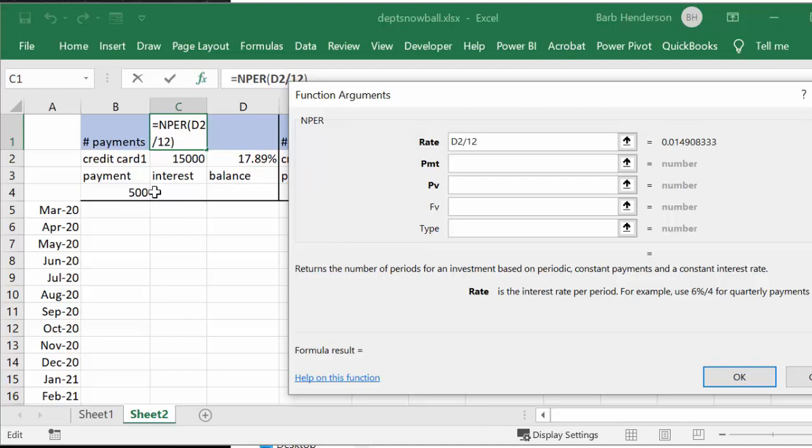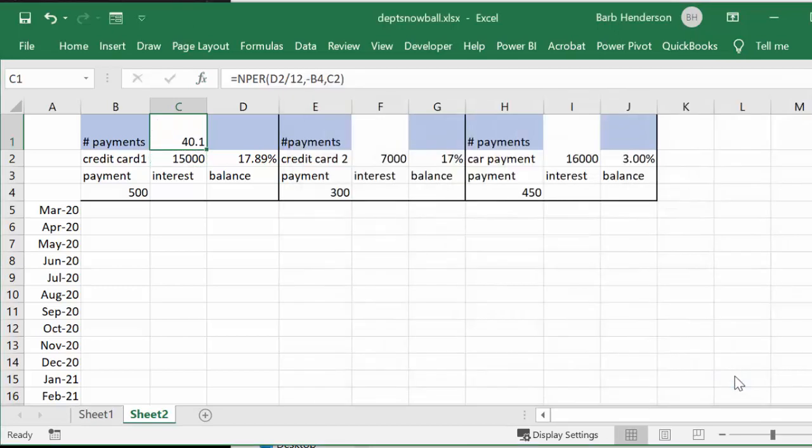They're paying, on the next line, we want the payment. Now, they're paying $500, but it's negative $500 because we're taking it away from our balance. So I'm going to go negative, and then I'm going to select my 500. Okay, and the present value is how much we owe. That would be here, and then we click on the $15,000, and then we press OK, and there we have that it's going to take you 40 months to pay this off at this rate.